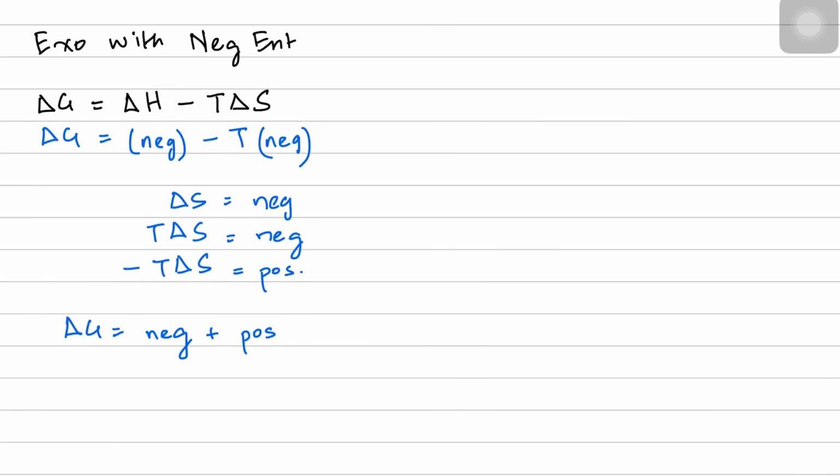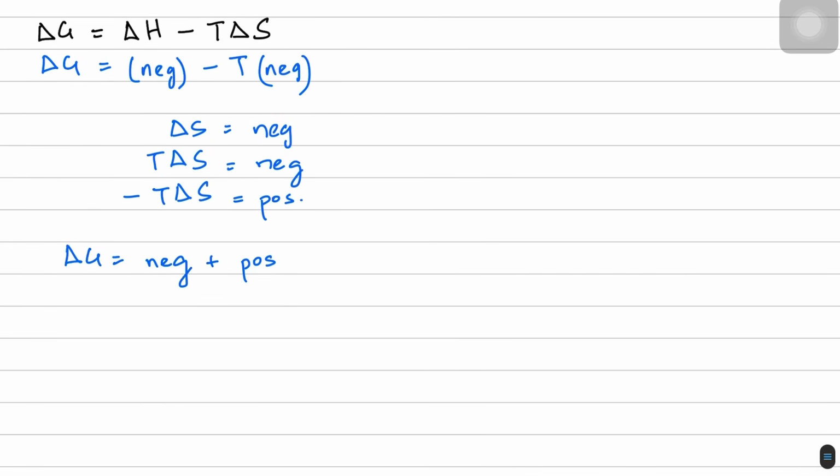So what will be the final answer? Is it going to be negative or positive? That depends on the value. If enthalpy change was bigger, then this negative value would be bigger and the answer can be a negative value. But if the T delta S value was bigger, and because of the T delta S value the positive part of the equation is bigger, then the final answer can be positive itself. What does it depend on? It depends on temperature. Let me give you an example.